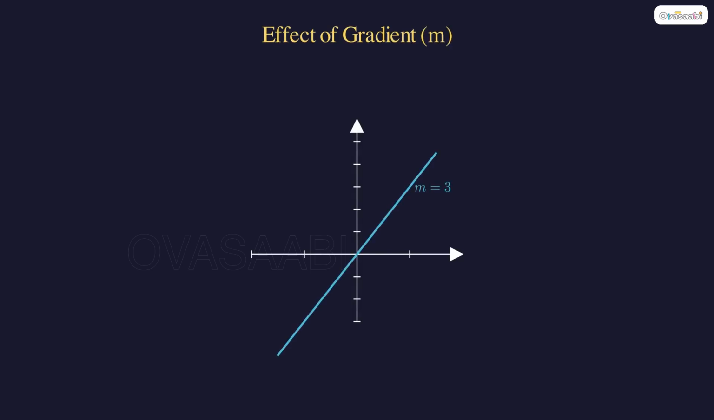Think of gradient like the steepness of a hill. A big gradient means a steep climb. A small gradient means a gentle slope. Zero gradient means perfectly flat, like a football pitch.